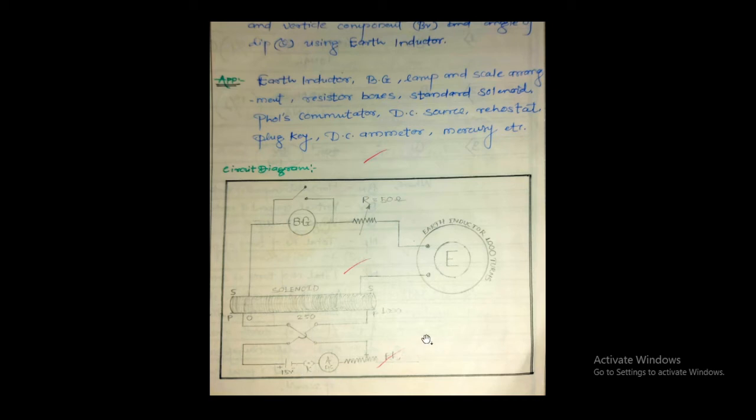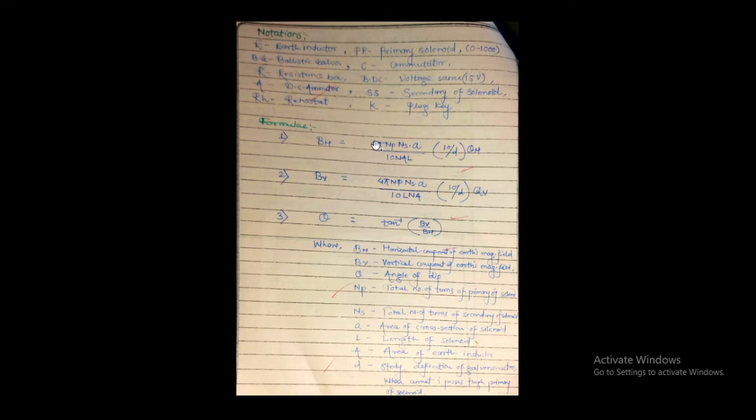It is all about the circuit diagram for the earth inductor in order to find out the earth's horizontal component, vertical component as well as the angle of dip theta. Now for that, these are the interpretations, these are the required values, these are the corresponding formulae and so on. For BH, it is equal to 4 pi NP NS A upon 10 NL into 10 by d theta h. For BV, it is 1. For theta, tan inverse of BV by BH. Once you have calculated this BH and BV, then their ratio with tan inverse is nothing but the angle of dip theta. Now its interpretation is given throughout this page.